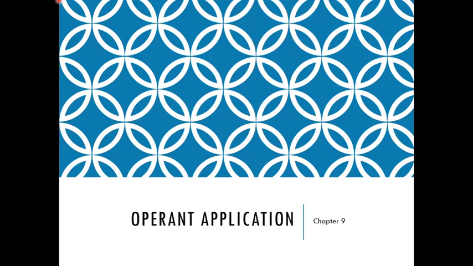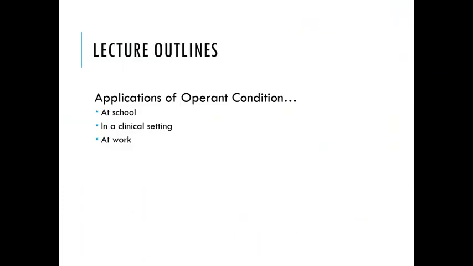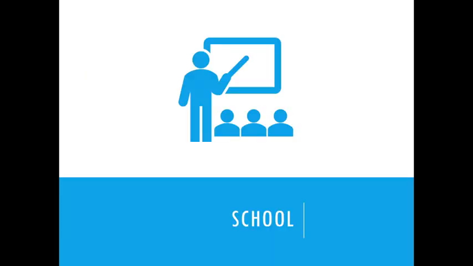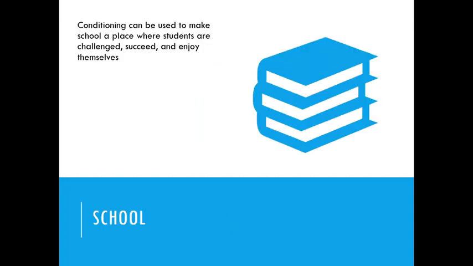Chapter 9 focuses on various ways we see operant conditioning used in the everyday world. I want to look specifically at some examples of how operant conditioning can be used at school, in a clinical psychological setting, and then a few very specific instances of the workplace environment. We'll start by looking at school.